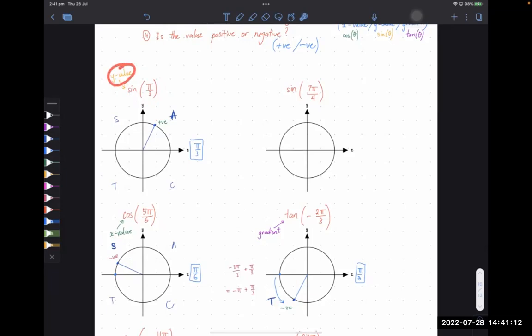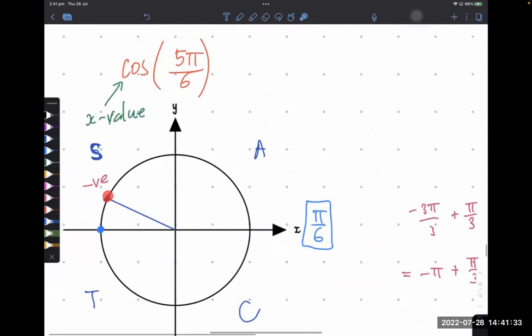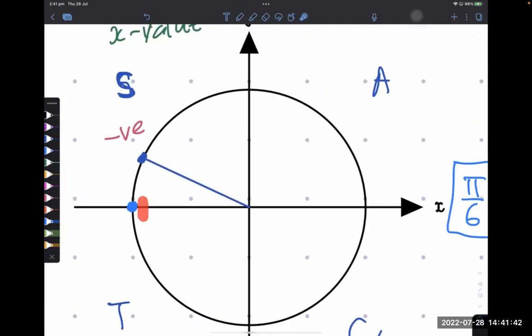What does this mean here? We're finding the y value at this angle. We're trying to find the gradient here. So what is this gradient? It's a positive gradient, yeah? Because you can see it's facing this way. What are we finding here? We're finding the x value at this angle. So at this point here, what's the x coordinate? What do you notice about this x value here?